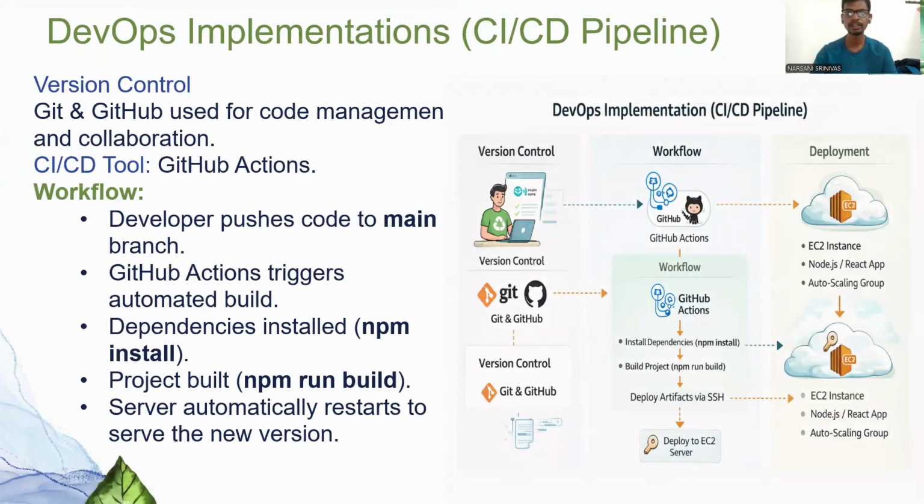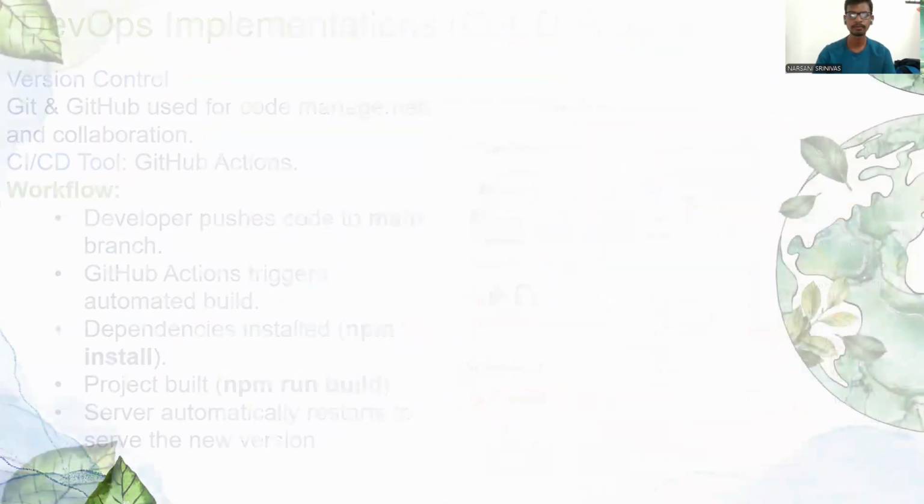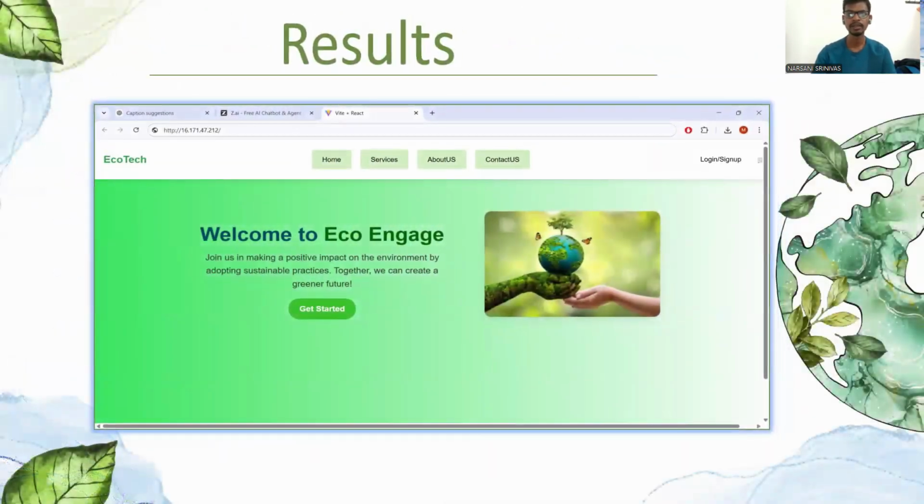Our main goal is to handle CI/CD pipeline. So we used Git and GitHub for continuous integration and continuous deployment. We used GitHub Actions, which is used to trigger the CI/CD pipeline. As my teammate said, for frontend we used React, for backend we use Node.js, and for database we use MongoDB. For cloud deployment we use Amazon.